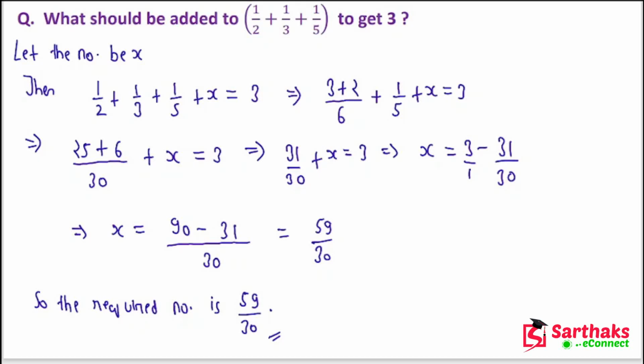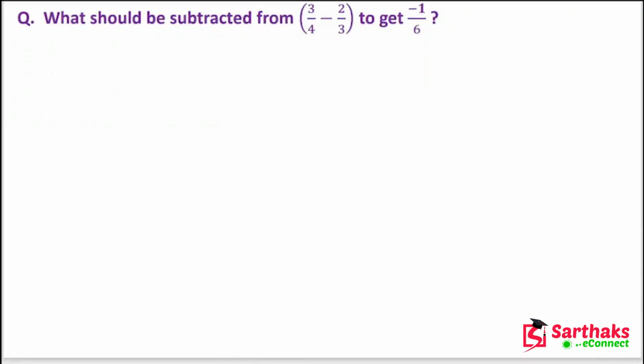Let us take one more example on this method. What should be subtracted from 3 by 4 minus 2 by 3 to get minus 1 by 6? So let the number be x. Let the number that should be subtracted from this be x. Then according to the question, 3 upon 4 minus 2 upon 3 minus x, because we have to subtract x from the difference of these two numbers, will give us minus 1 upon 6.